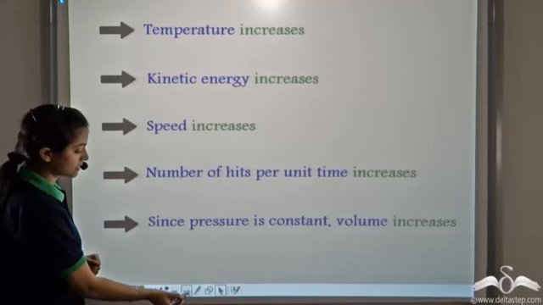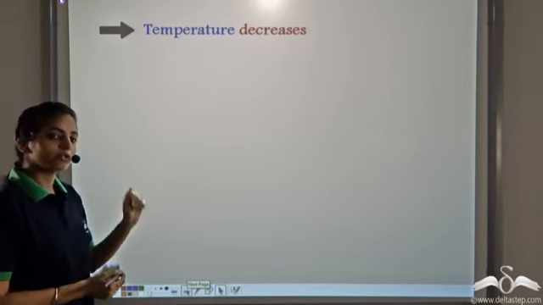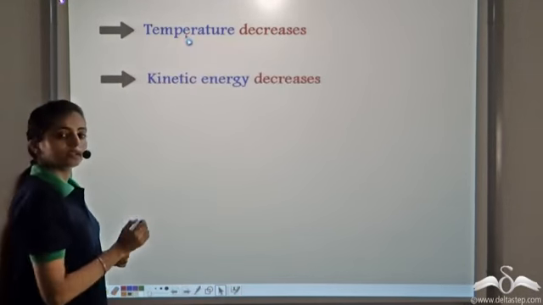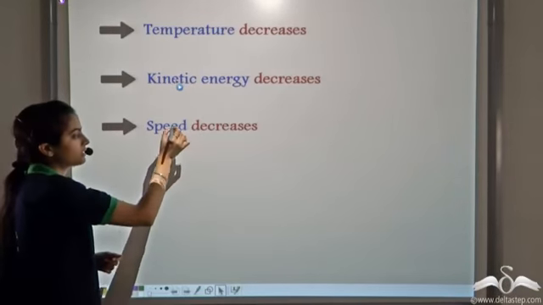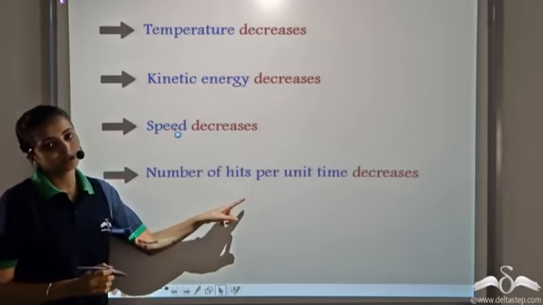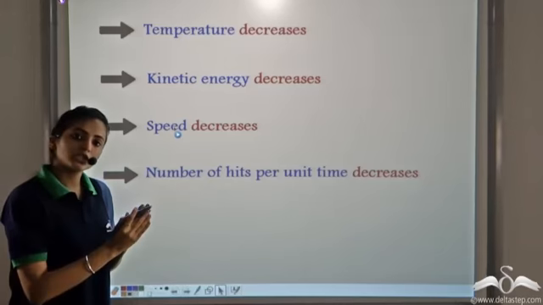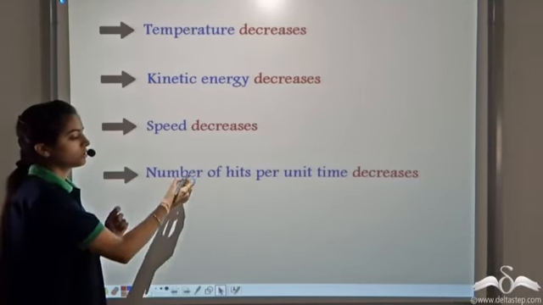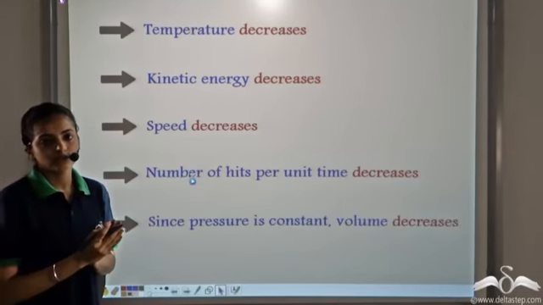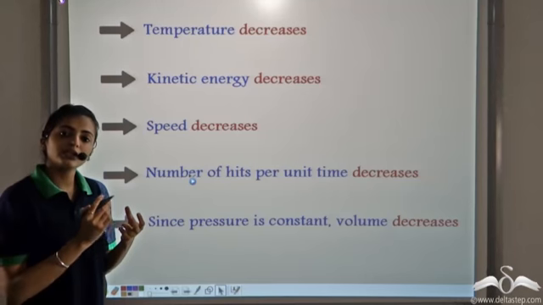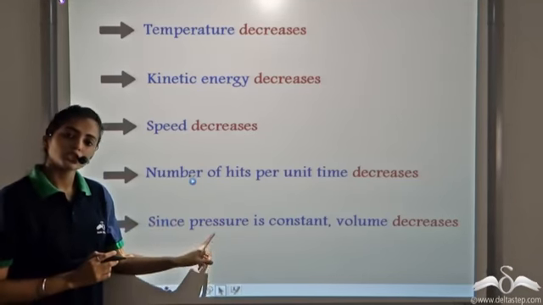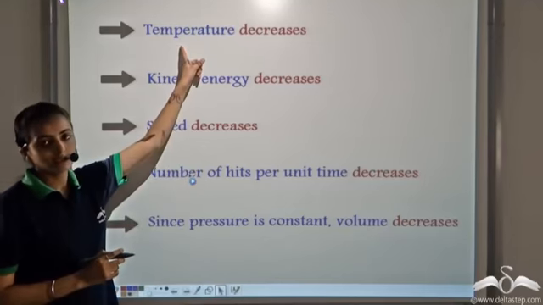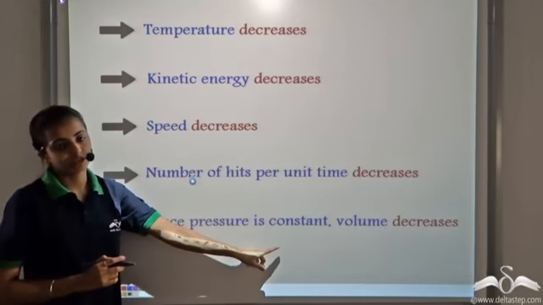Similarly, we get the vice versa case. If the temperature is decreased, the kinetic energy decreases, and the speed decreases. As the speed decreases, the number of hits per unit time decreases. Since pressure has to be kept constant, the volume decreases. Only when the volume decreases will the number of hits decrease for a constant pressure. So for Charles' law, as the temperature decreases, the volume decreases.